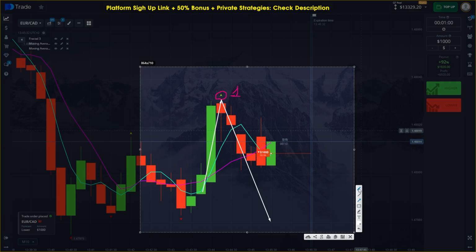The second signal is the intersection of moving averages. You can see that the blue one crosses the pink one from top to bottom, which means we have a bearish movement. We have 2 downside signals, therefore we open a downside trade.